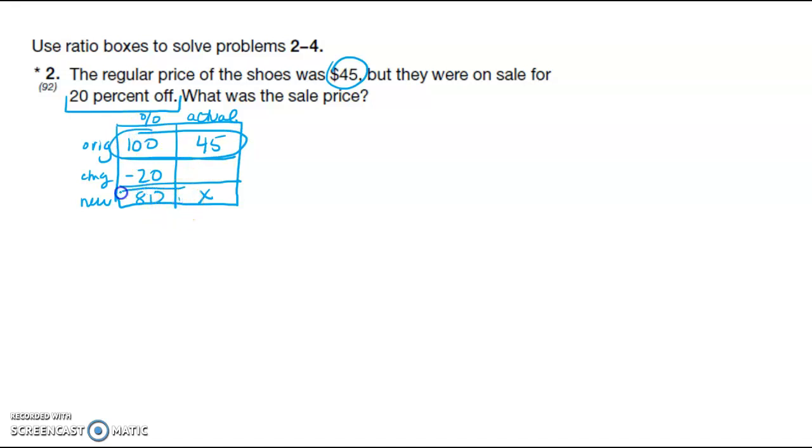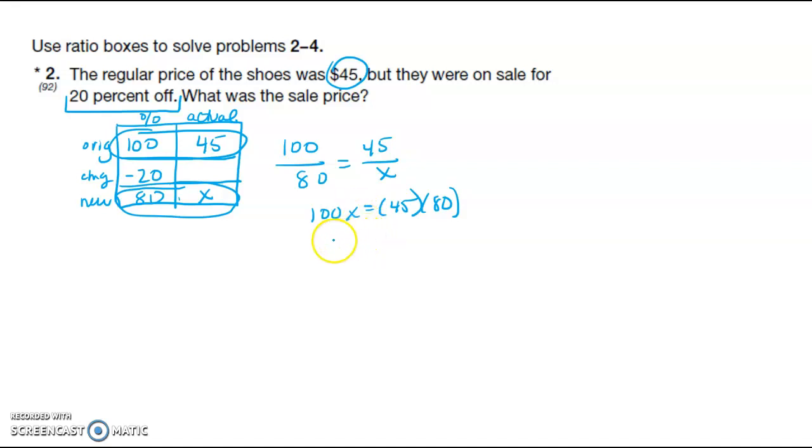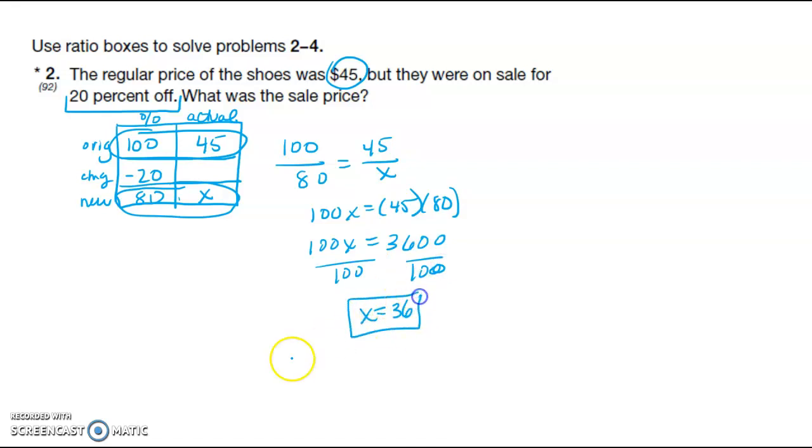So let's see. We're going to use these 2 lines to make our proportion. Cross multiply, 100x is equal to 80 times 45. So I have 100x is equal to 3600, over 100, over 100. So the sale price is going to be $36.